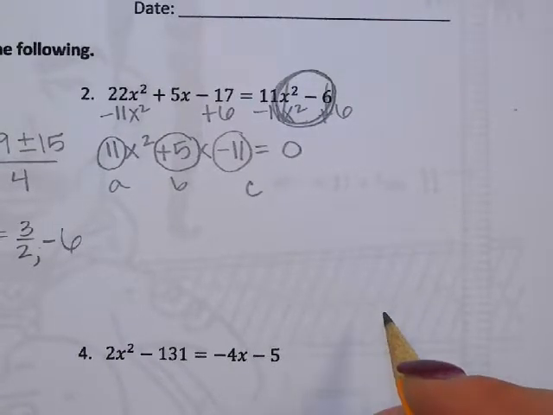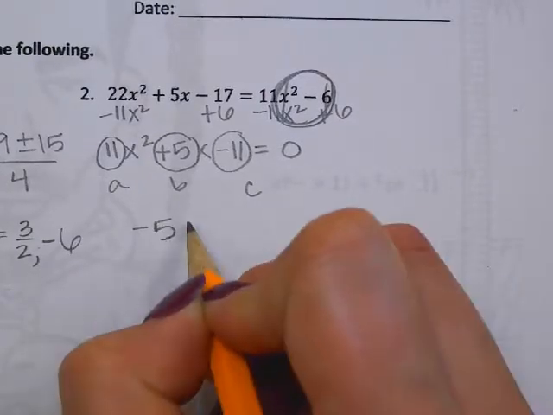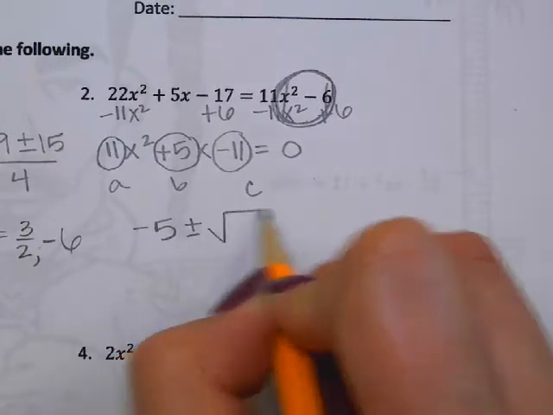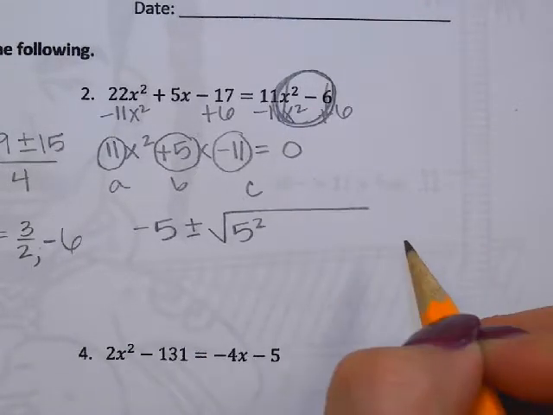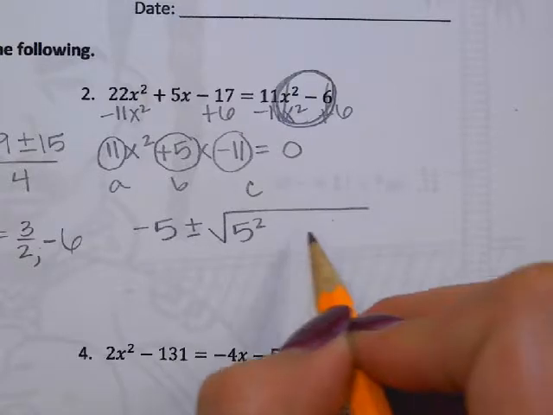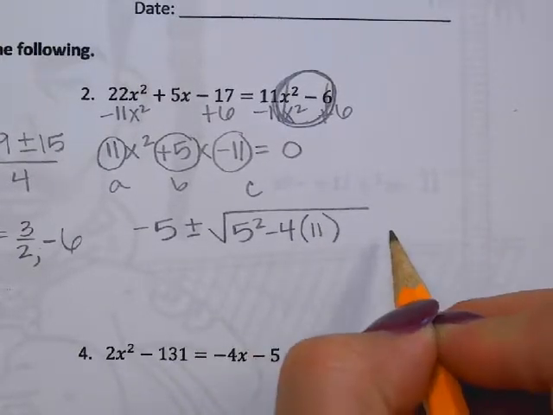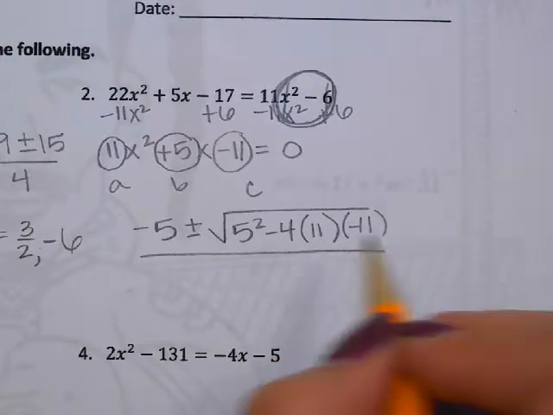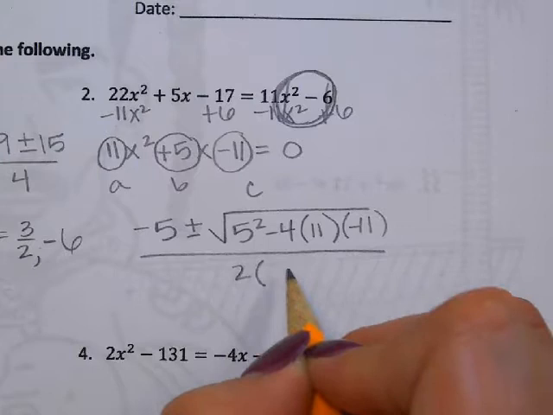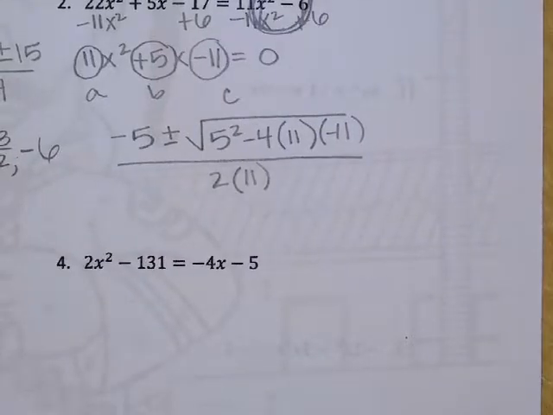All right, so what do I start writing? Negative 5 plus or minus square root, and then it's 5 squared minus 4 times 11 times 3. Okay. All divided by 2 times 11.